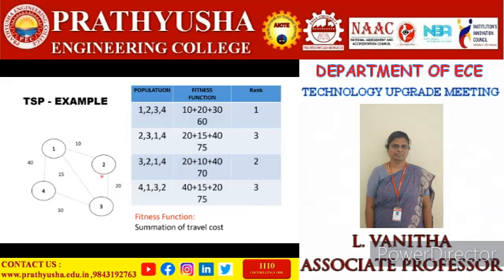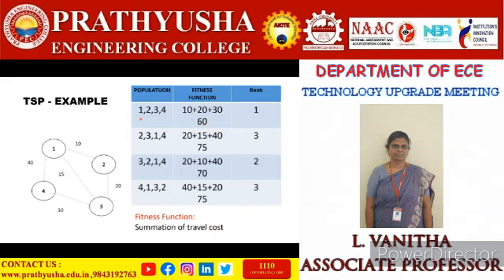Let us consider a few possible solutions for this problem, and this is considered as the population. For example, one possible solution is 1, 2, 3 and 4. And we consider the fitness function as the summation of traveling cost. This is a very simple case we consider to make the problem simple for analysis. And by considering this as the fitness function, we evaluate the fitness function for the first case.